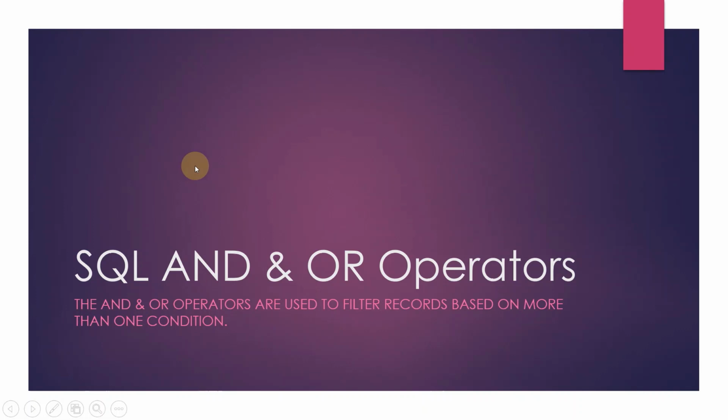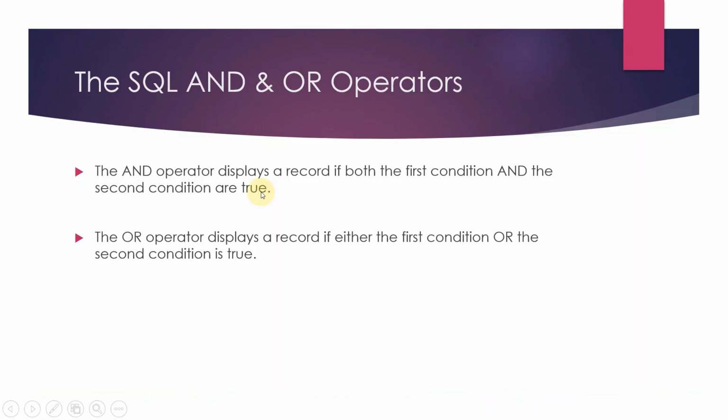So SQL and or, right? SQL and or operators. The and or operators are used to filter records based on more than one condition. Okay? So the and operator displays a record if both the first condition and the second condition are true. Logic, right? The or operator displays a record if either the first condition or the second condition is true.